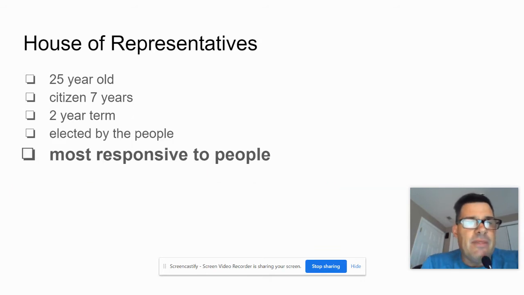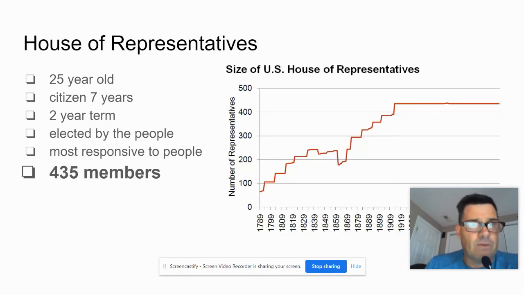All right. The House of Representatives was considered the most responsive to the people. Why? Because, one, the people were directly electing them. We'll see in the Senate that's not true. And then also they had a 2-year term, so they had to really keep a close eye at home on what people thought, or they could get voted out.